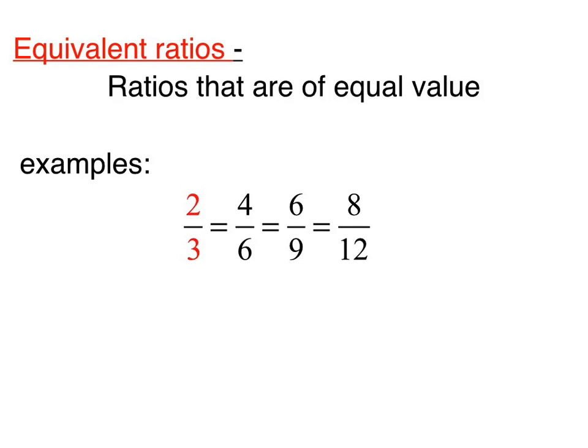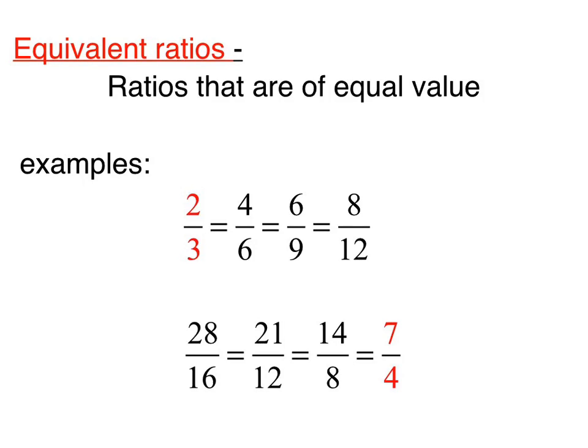Same thing here. Fill in these equivalent ratios. 28 over 16, 21 over 12, 14 over 8, they all three simplify to 7 over 4. That's what makes them equivalent. We're going to come back to this idea of equivalence throughout this entire lesson. But you need to understand when I talk about equivalent ratios, what it is that I'm talking about.